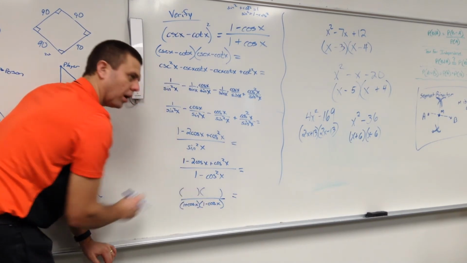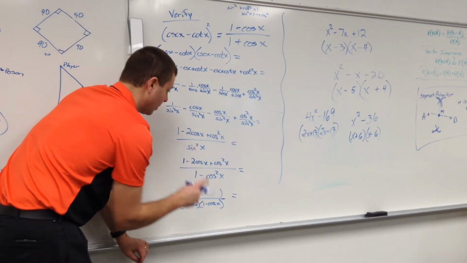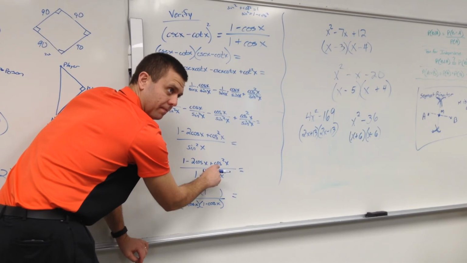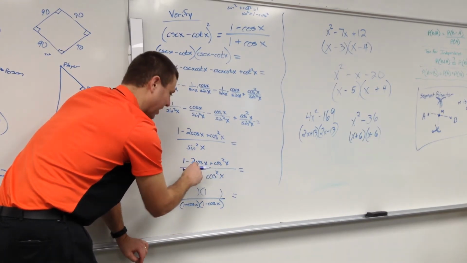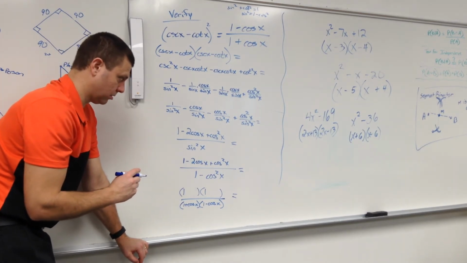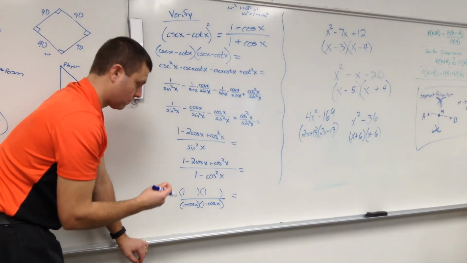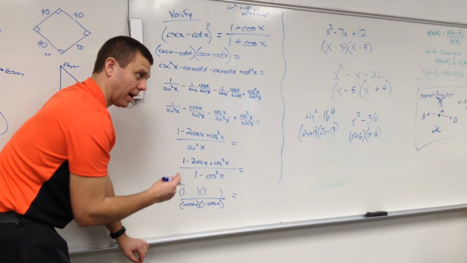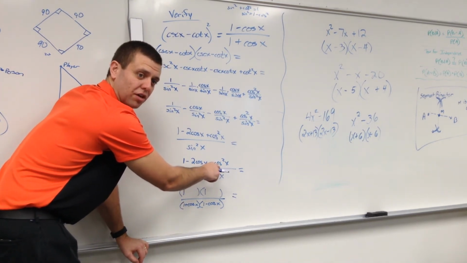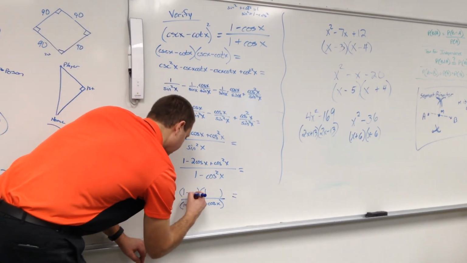What times what equals 1? 1 and 1. And then what will multiply to a positive cosine squared and add to a negative 2 cosine x? Cosine x. Are they positive or negative? They've got to multiply to a positive cosine squared and add to a negative 2. Both negative.